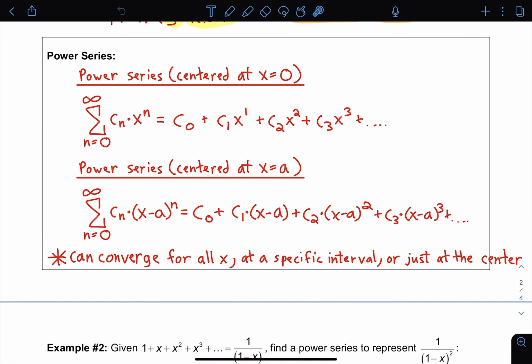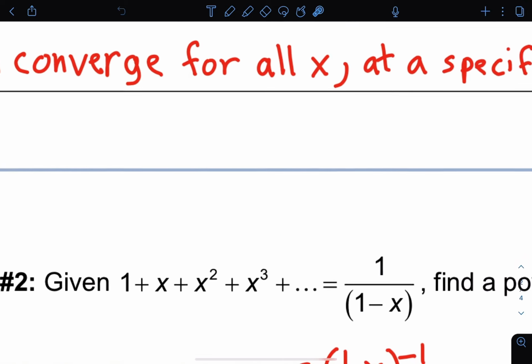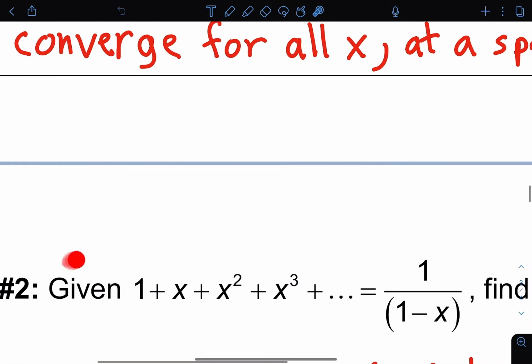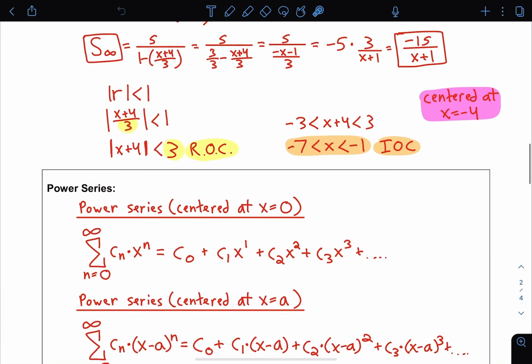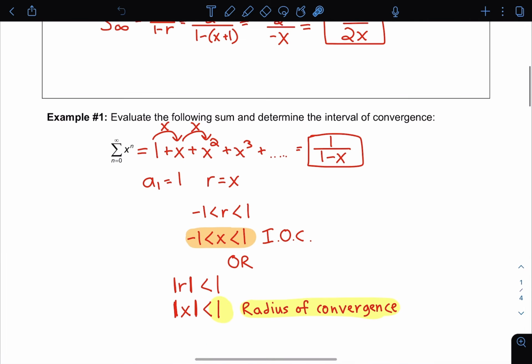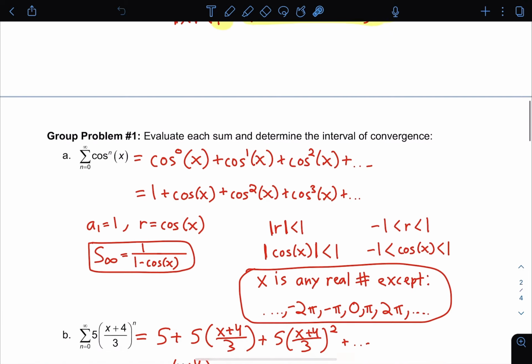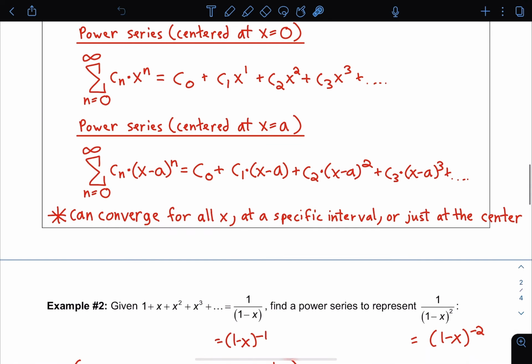Okay, let's take a look at example 2. Example 2 says, given 1 plus x plus x squared plus x cubed plus dot dot dot equals 1 over 1 minus x. Well, this is given, but actually we proved this. Let's go back to example 1 real quick. That was our sum, using our formula, a sub 1 over 1 minus r. So yes, it's given, but we actually proved that. So that's not coming out of nowhere.